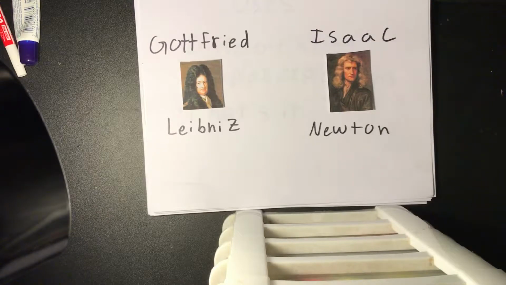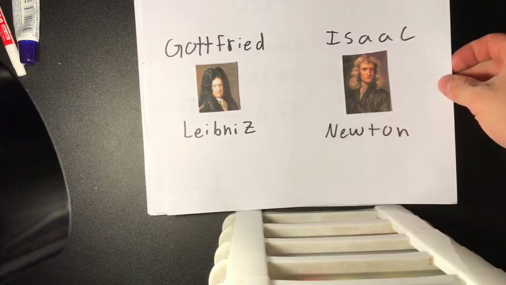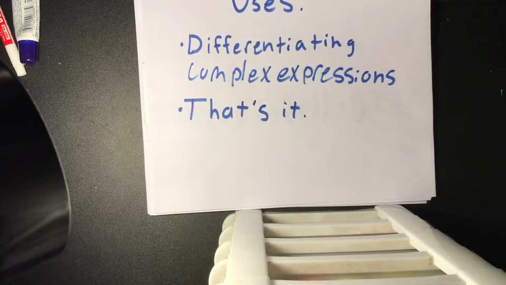In the late 17th century, Gottfried Leibniz and Isaac Newton both discovered the concepts of calculus separately, using different notations. The first known use of the chain rule was by Gottfried. The only use for the chain rule is to differentiate complex expressions. That's it.